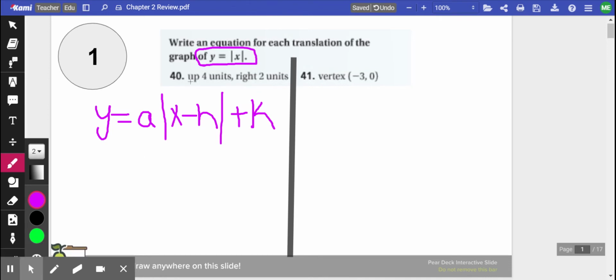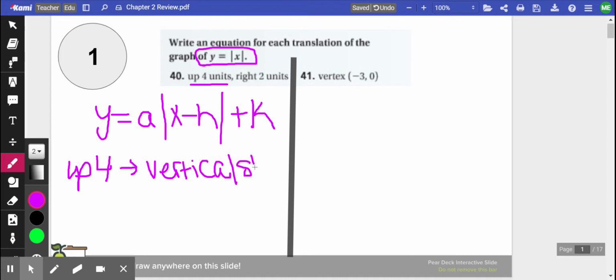If we look at this, it is telling us that we need to write an equation that is up 4 units. So we're going up 4, which we know talks about our vertical shift. And then we are right 2 units. So right 2, which is our horizontal shift.